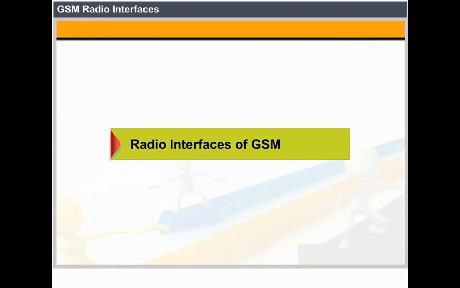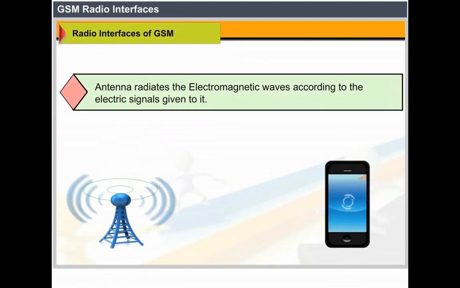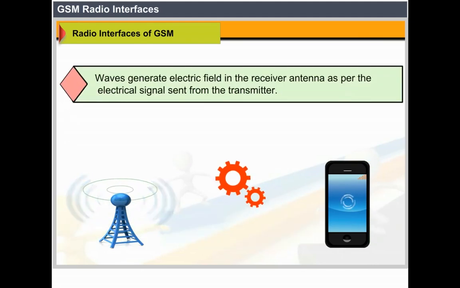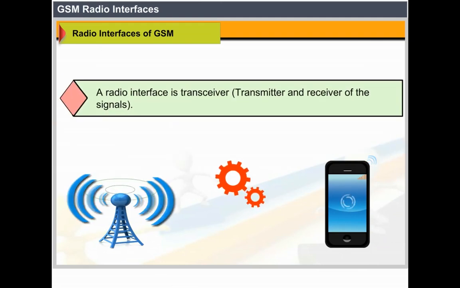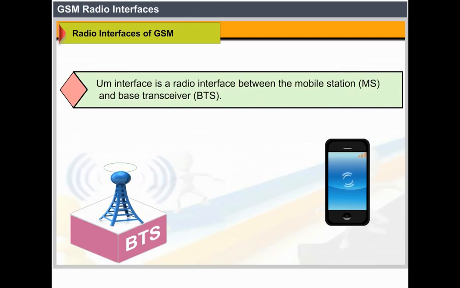Radio interfaces of GSM. An antenna radiates electromagnetic waves according to the electric signals given to it. Electromagnetic waves propagate between the transmitter and receiver. The waves generate an electric field in the receiver antenna as per the electrical signal sent from the transmitter. A radio interface is a transceiver, a transmitter and receiver of the signals. The Um interface is a radio interface between the mobile station, MS, and the base transceiver station, BTS.